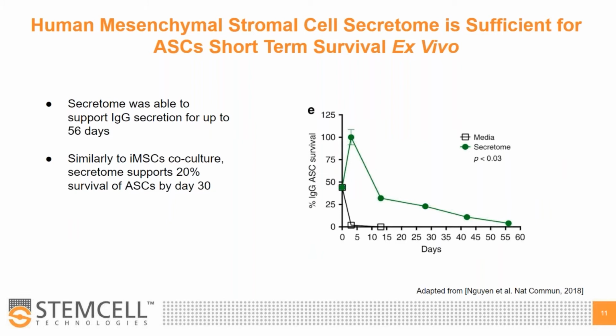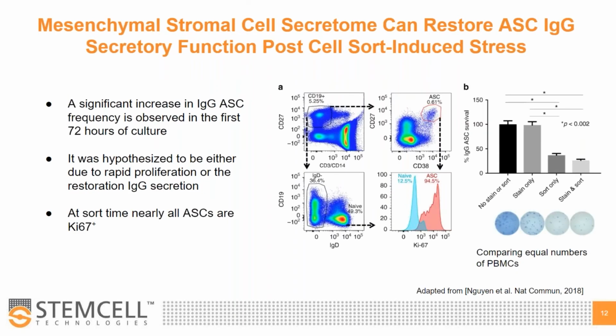They then wanted to demonstrate that secretome was also able to support ASCs in long-term ex vivo culture, and they show this for up to 56 days. The secretome culture supports about 20% of cells by day 30, and this is similar to what they see with the direct co-culture with MSCs.